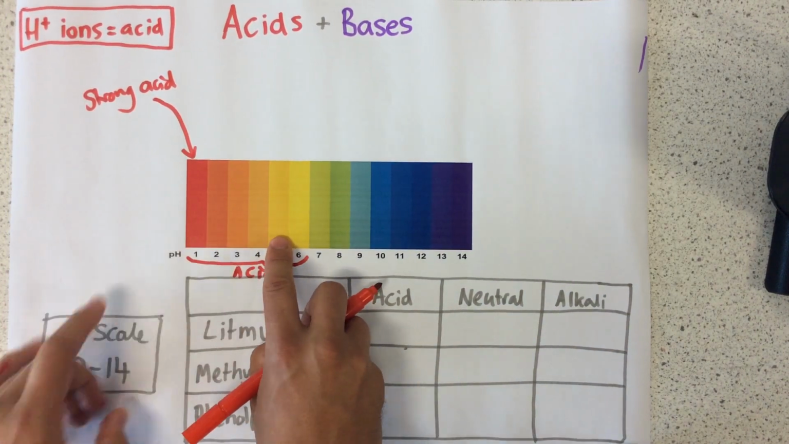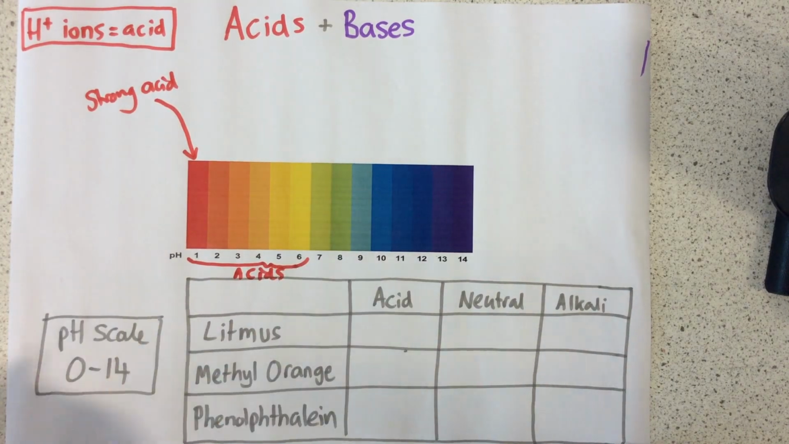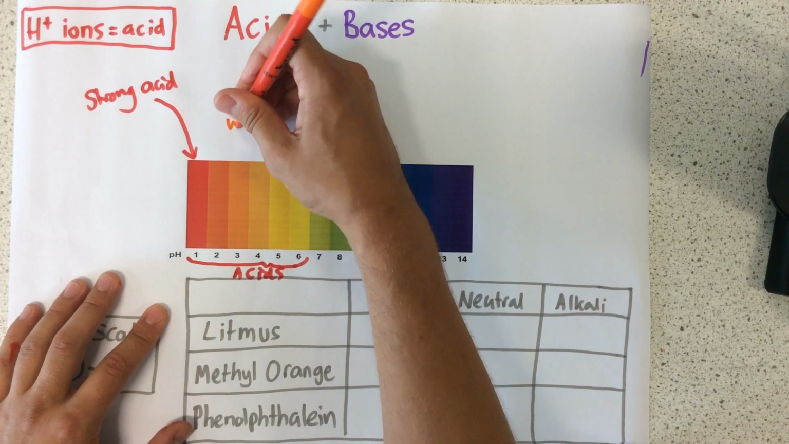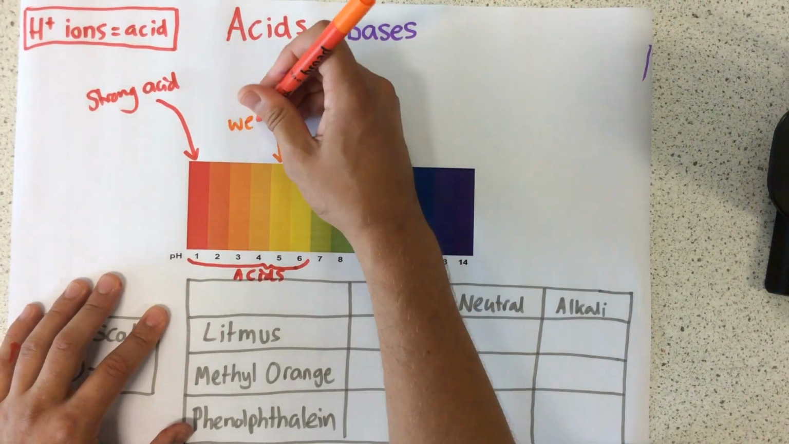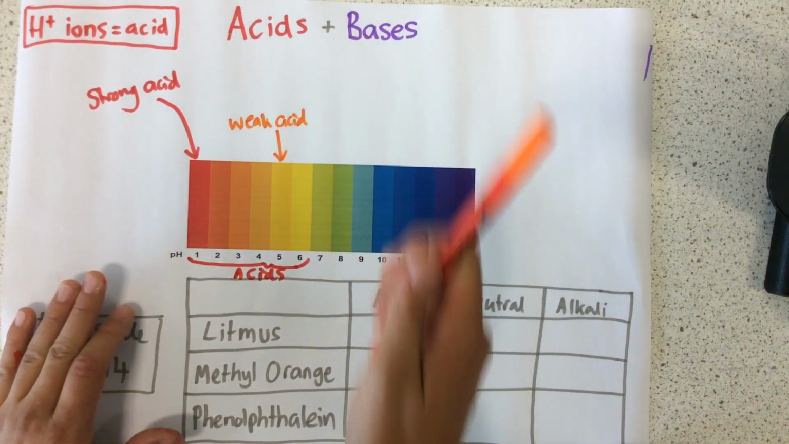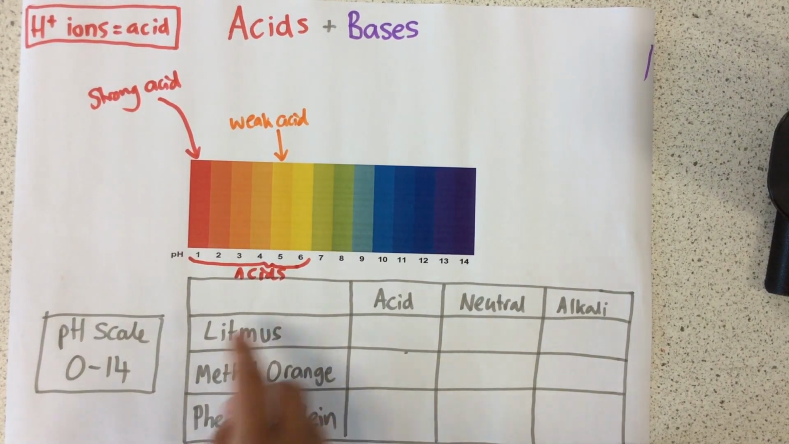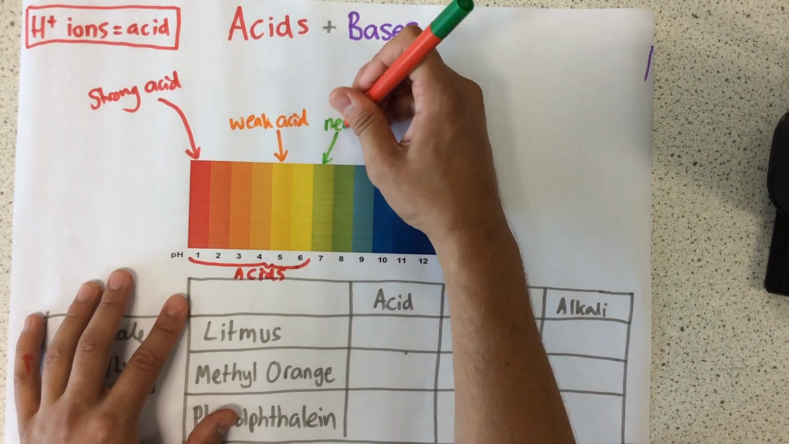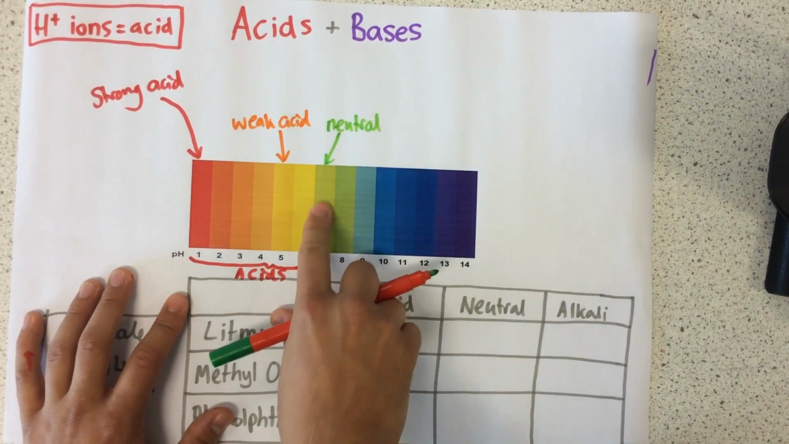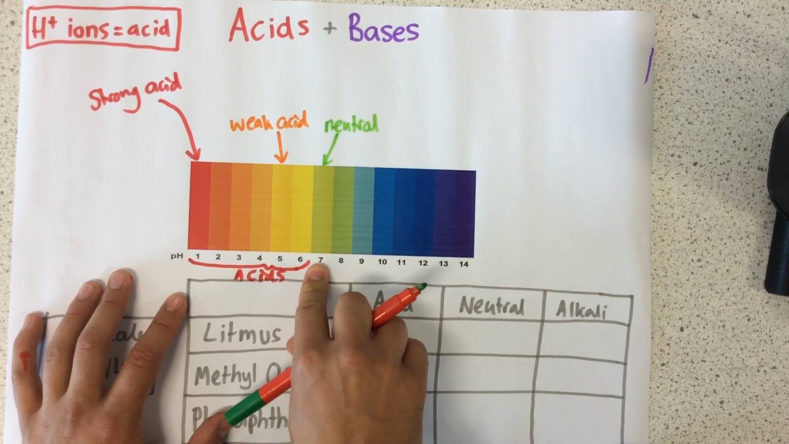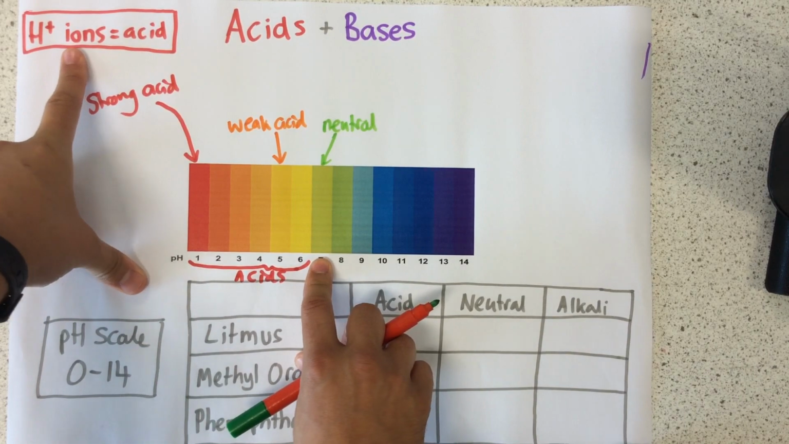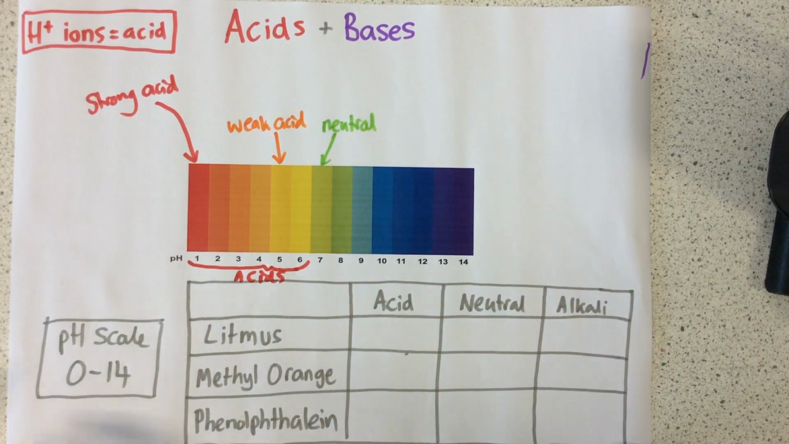As we go closer to 7, we have a lower and lower concentration of hydrogen ions. So maybe here, around 4 or 5, it's still acidic because it's still less than 7, but now we have a weak acid instead. When we get to pH 7, we describe these substances as being neutral. Pure water is an example of a neutral substance, which means there's not a high concentration of H plus ions, and there's not a high concentration of OH minus ions.